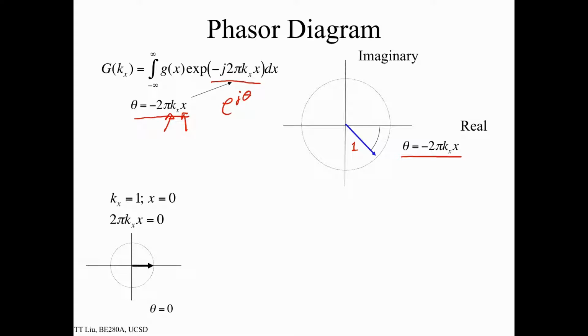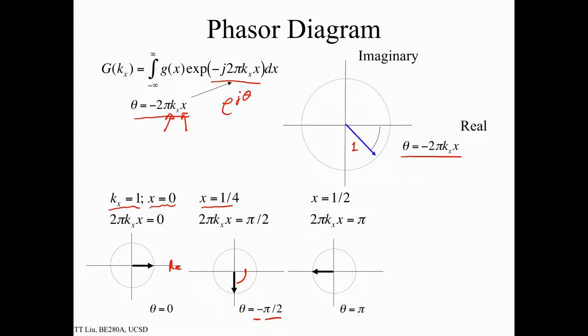So let's look at a specific case where the spatial frequency kx is equal to 1, and we start off at some location x equals 0. So in this case, 2 pi kx x equals 0, so theta equals 0, and therefore I just have my phasor pointing along the real axis. Now let's say I move to a different location, x equals 1/4. So now I have 2 pi kx x equals pi over 2. The theta is minus pi over 2 because of the definition theta equals minus 2 pi kx x, and therefore we've gone clockwise by pi over 2.